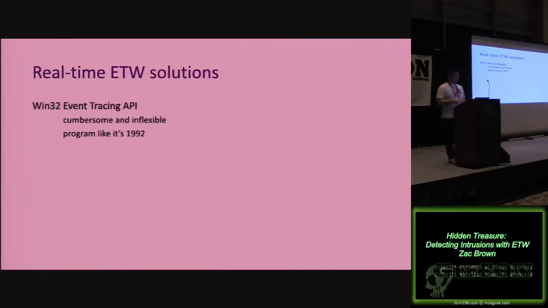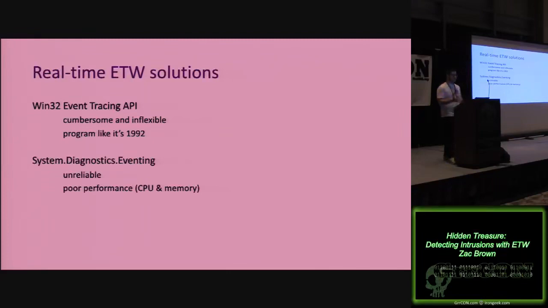Well, you can do Win32, right? It's kind of cumbersome and inflexible if you know how to program in old school C Win32 style. It's programmed like it's 1992, 27 arguments for your functions, etc. There's system.diagnostics.eventing. That's available in the base class library of .NET, and it's a reasonable way to start out if you're just playing with the data in a programmatic fashion. But at scale, for us, we found it unreliable and to have poor performance, both CPU and memory, right? It creates an object for every event you get. Well, if you're listening to something that can generate 15 gigabytes worth of data in 30 minutes, you're probably going to generate a lot of events, event objects.